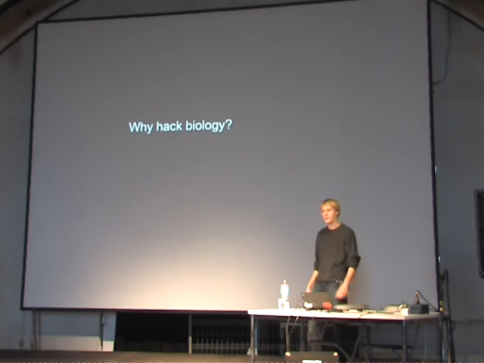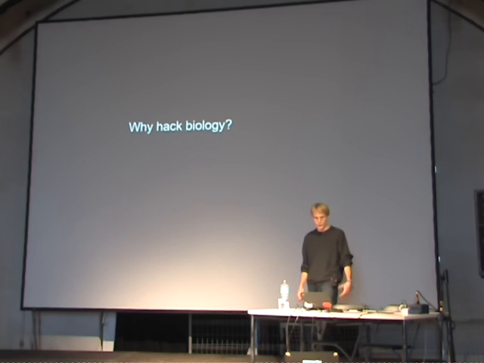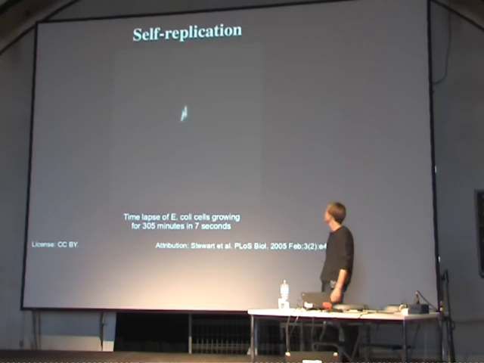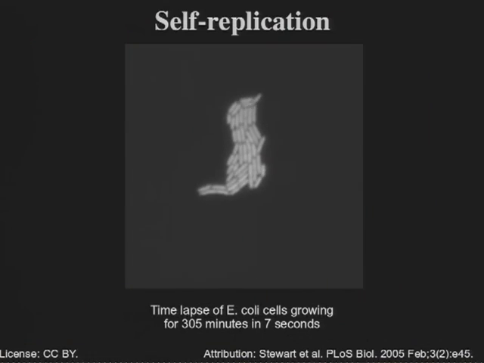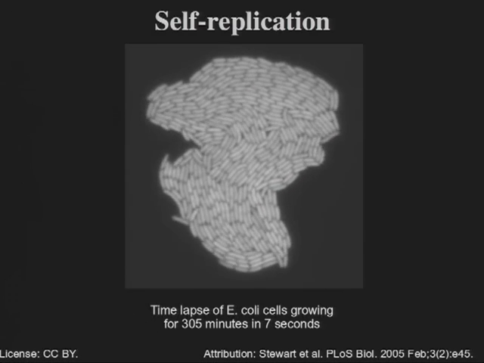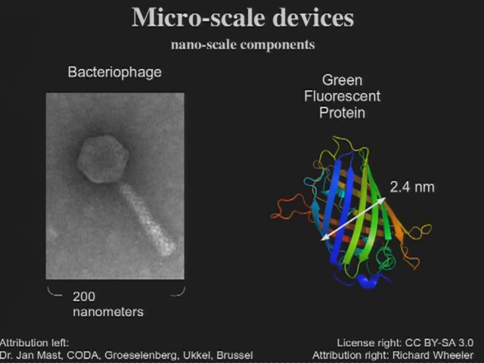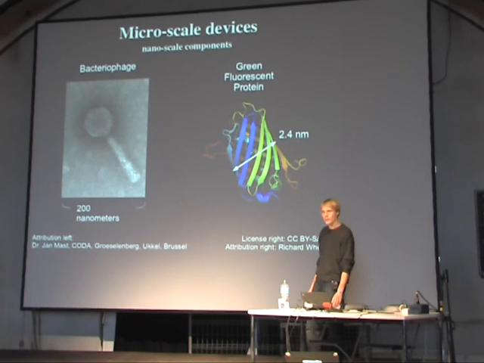Well, biology is a very different system from the ones we usually work with, but it has some nice properties, such as self-replication. Biology has a nice property that if we program one cell, it will self-replicate. We can build microscale devices. This is a virus that attacks bacteria, bacteriophage. It's 200 nanometers or a little bit less. And this is one of the component parts that goes inside of a cell, 2.4 nanometers. So you could say this is a kind of nanotechnology, though the devices themselves are microscale, the components are often nanoscale.